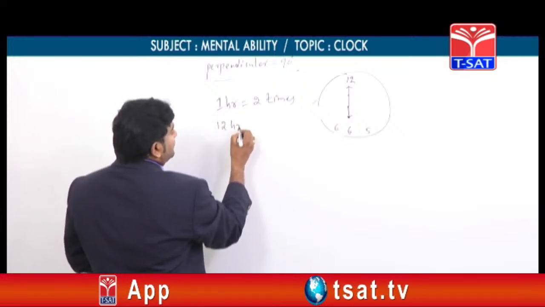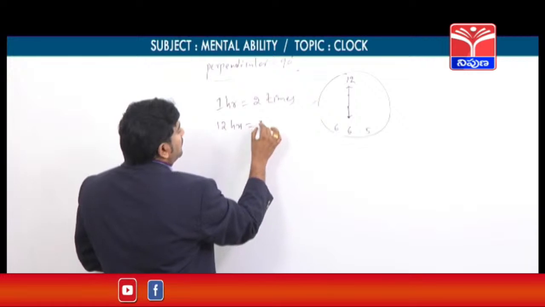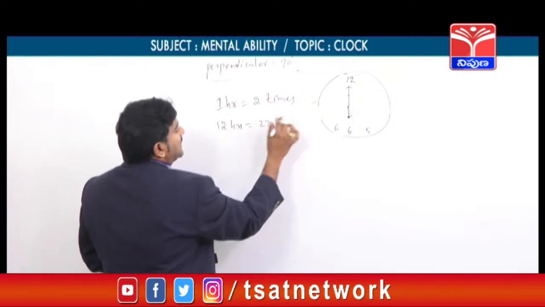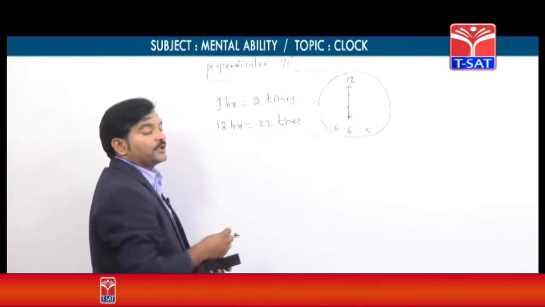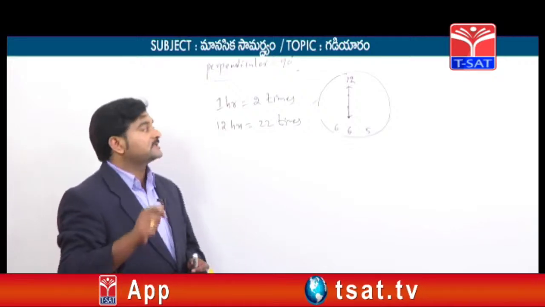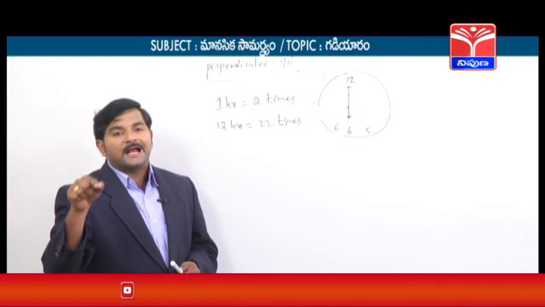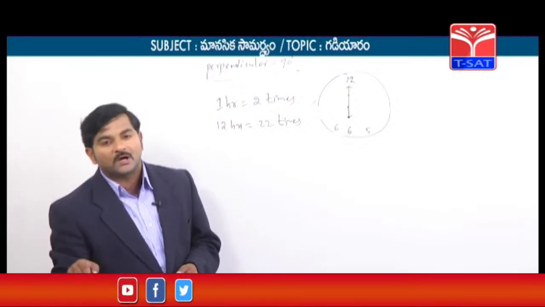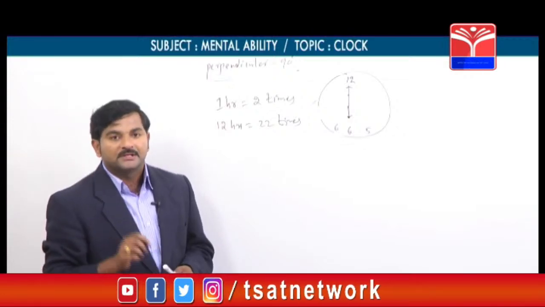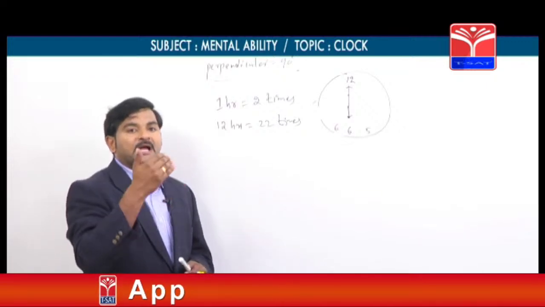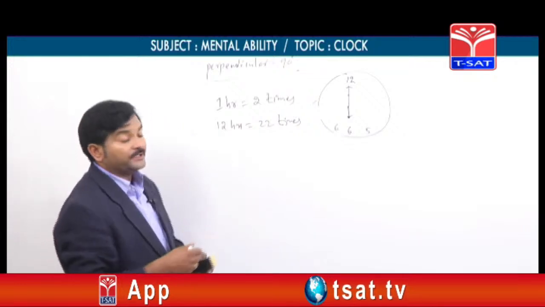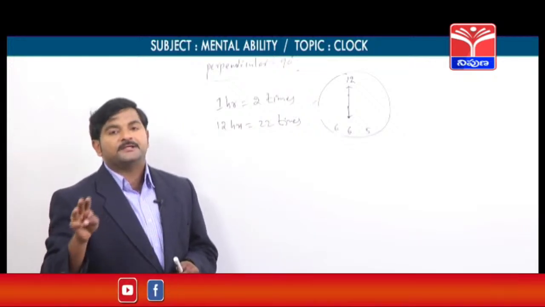For 12 hours, it could actually be 24 times, but only 22 times will they be perpendicular to each other. Here also we can say one counter example. The counter example is from 2 o'clock to 3 o'clock and 3 o'clock to 4 o'clock. For these 2 hours, instead of 4 times, the hands are perpendicular to each other only 3 times. Similarly, from 8 o'clock to 9 o'clock and from 9 o'clock to 10 o'clock, for these 2 hours also, the two hands are perpendicular only 3 times instead of 4 times.